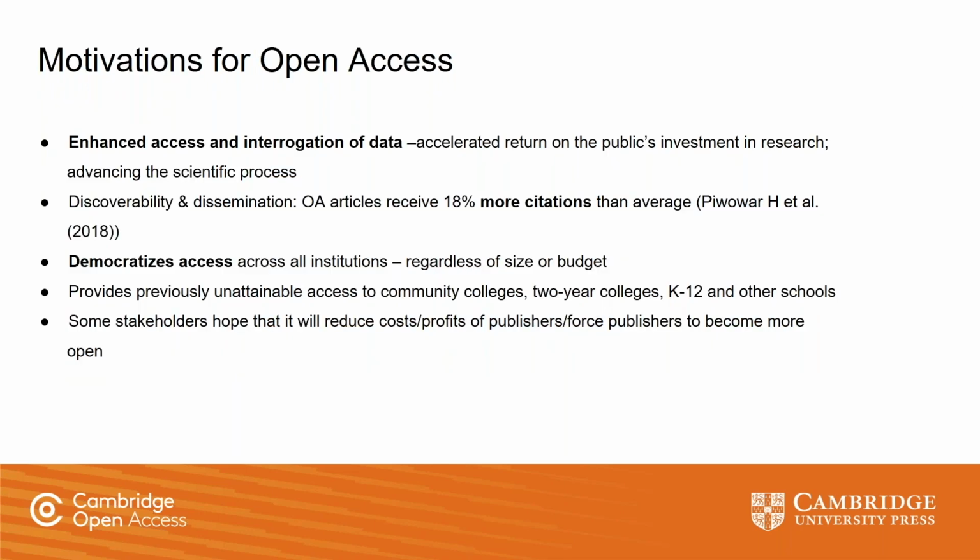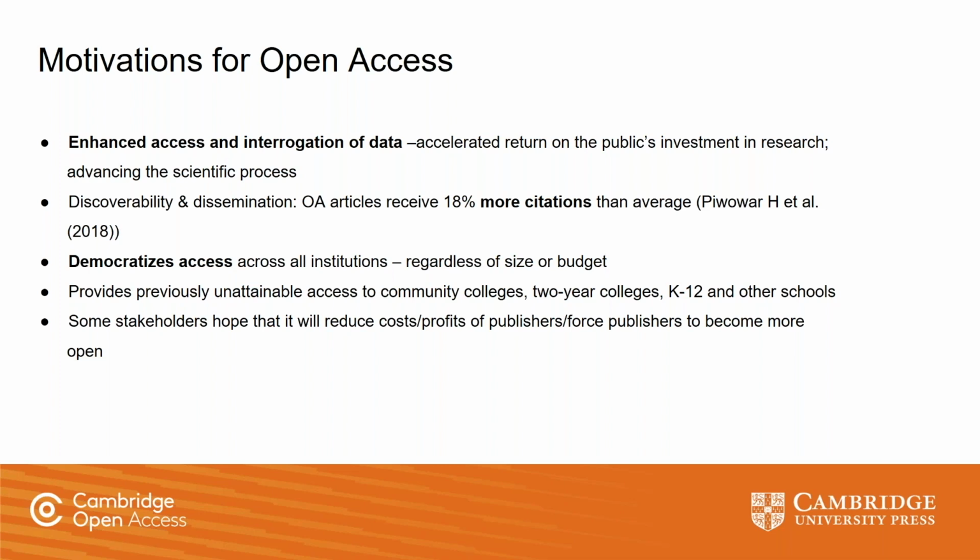So what are the motivations for open access? Motivations for open access include enhanced access and interrogation of data, and therefore there would be an accelerated return on the public's investment in research, therefore advancing the scientific process. Discoverability and dissemination: open access articles have been shown to receive 18% more citations than average, and we can see from our own data that they tend to have much more usage than the average.